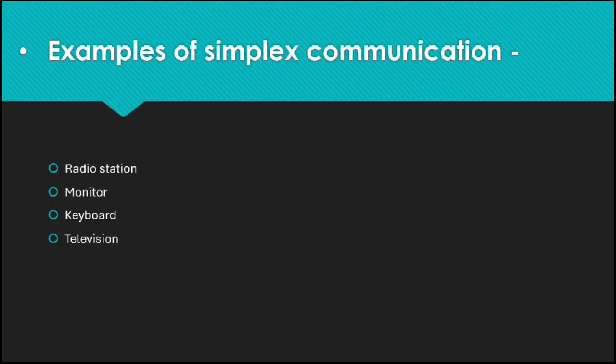Examples of simplex communication. The most common example is radio station, as it transmits the signals to listeners but never allows them to transmit back. Monitor. Monitor only displays output, it doesn't take any input. Keyboard. The keyboard only accepts data from the user. Television. TV accepts signal from broadcast but never transmits signal in return.